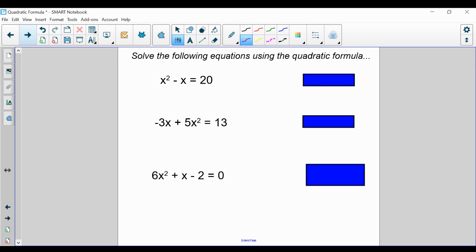Last but not least, I want you to pause the video. I want you to try these 3 problems, and then I'm going to reveal the answer. I am very happy for you to look at other ways of solving this. Can you factor? Can you split the middle term, or do you have to use the quadratic formula? Be efficient.